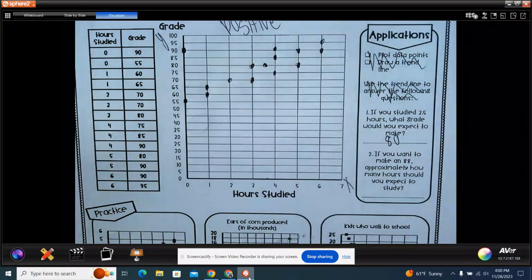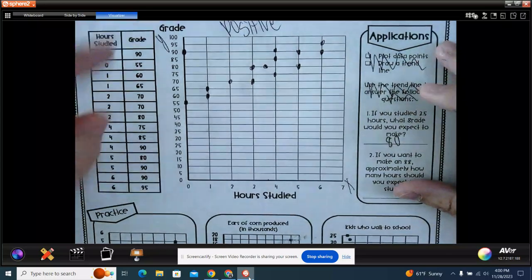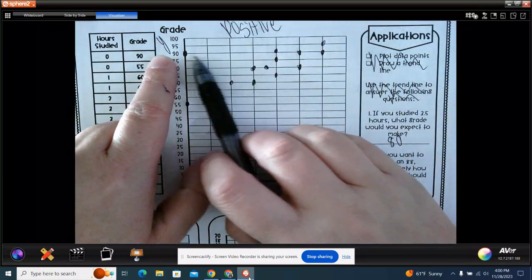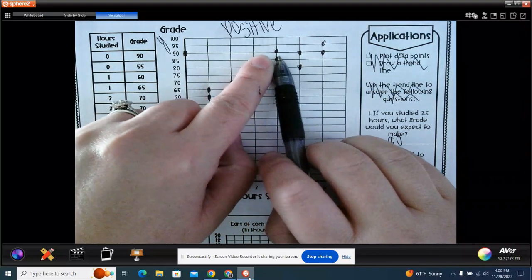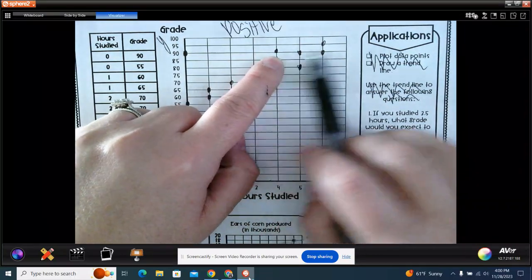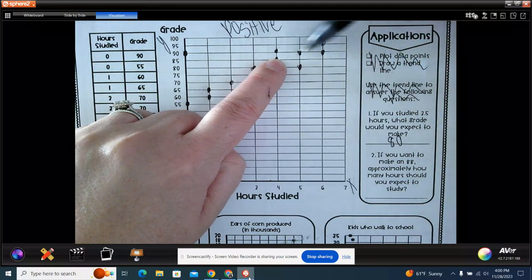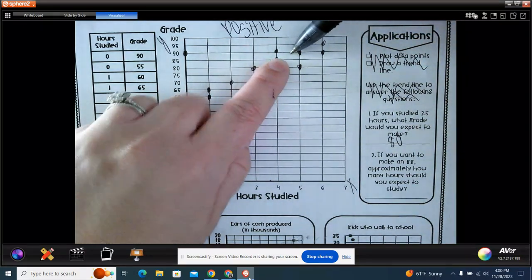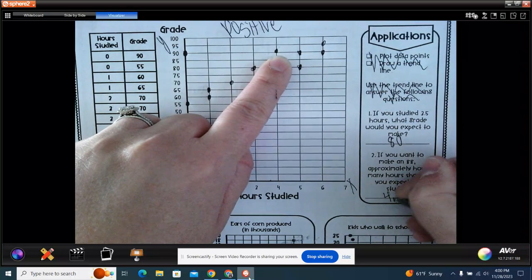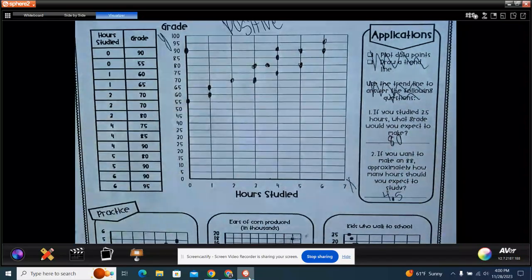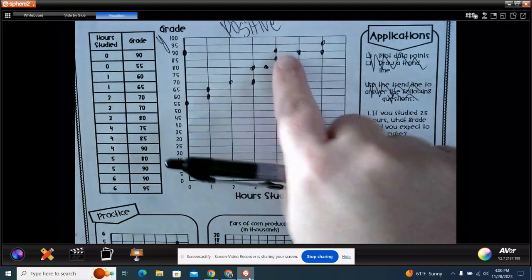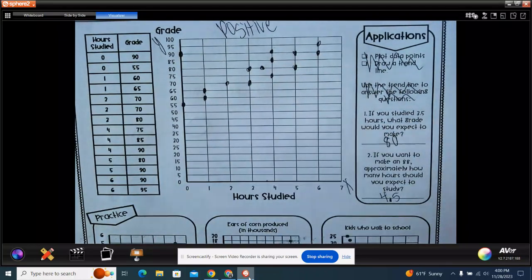If you want to make an 88, approximately how many hours should you expect to study? Your grade is on the side, so I'm going to find 88 and go over. Okay, here is my dot. 90 was about 4, 5, and 6 hours, so anywhere in between here. We can say it's about 4.5 hours. Again, this is a range. You could say 4 hours, 5 hours, 5.5, somewhere in between.